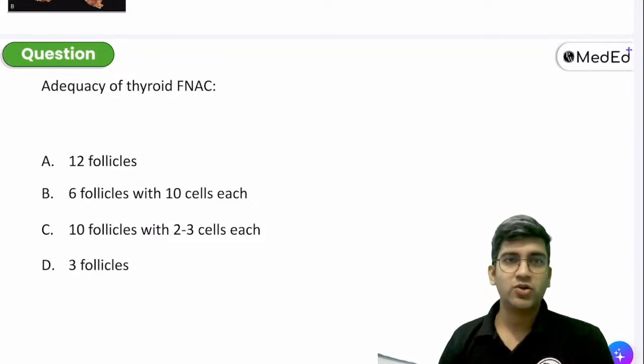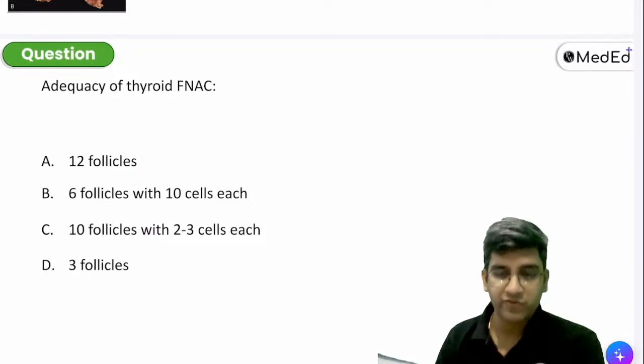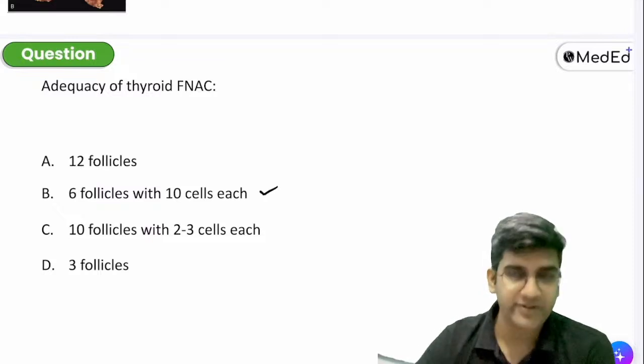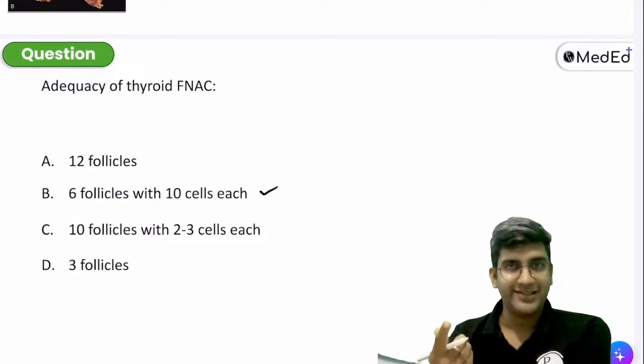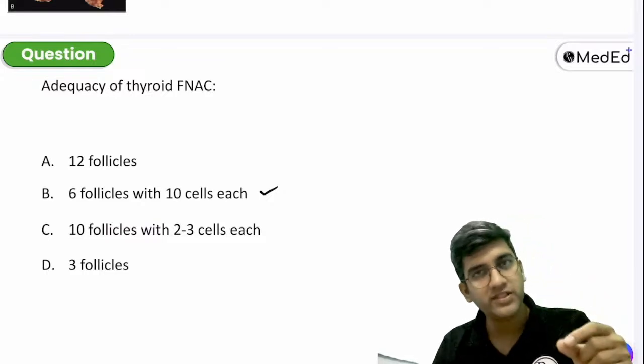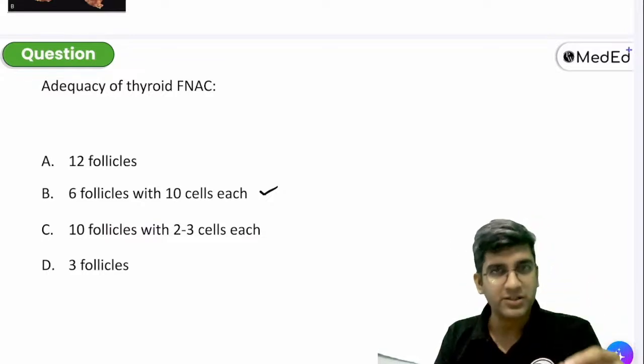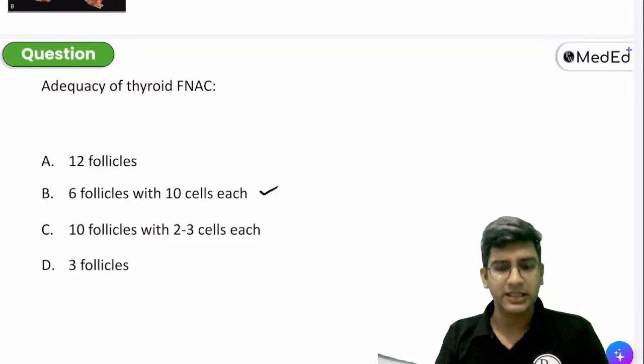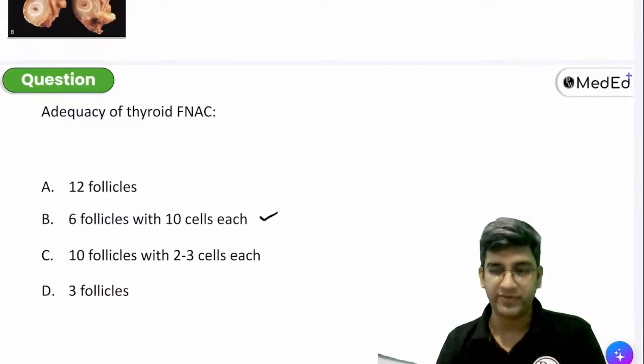Six follicles of minimum 10 cells is required for me to call it an adequate thyroid FNAC, right? Because adequacy is the first thing. Only when I know it's adequate, I can go and diagnose some things. We have adequacy for prostate biopsies, breast FNAC, many things like that. There's an adequacy for a thyroid FNAC, fine.